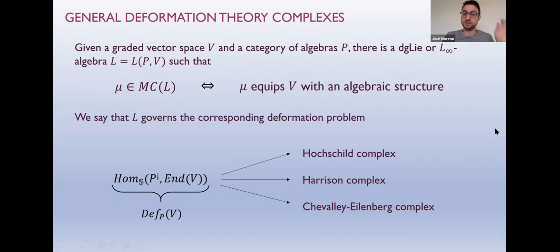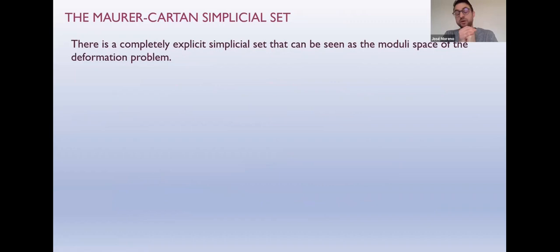Well, then we are saying that Maurer-Cartan elements are points that represent a structure of some type. You want to think of the moduli space of deformations. So you want to build a space that captures all possible structures, and you want to study what this space looks like. If you are working over a field of characteristic zero, then there exists a very beautiful and explicit simplicial set that is, in a very precise sense, the moduli space of the deformations.